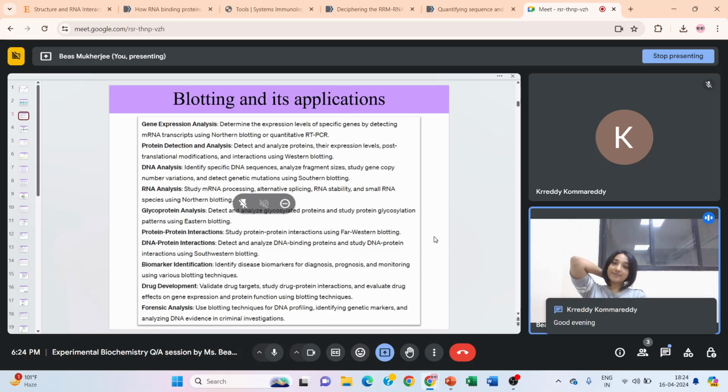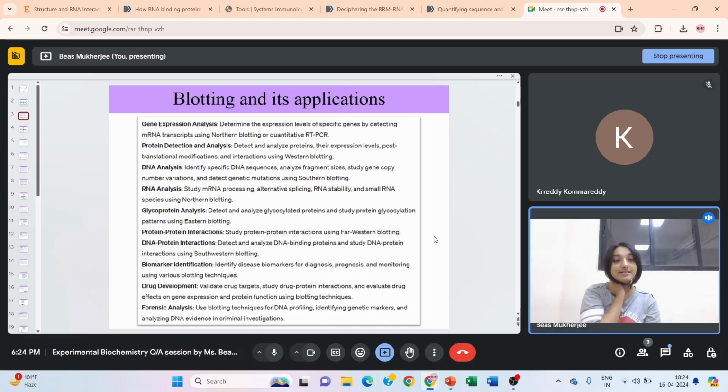Okay, so protein glycosylation patterns using Eastern blotting. In Eastern blotting, what we do is we study carbohydrates. We will learn about all of that soon. And then there is protein-protein interaction. So what happens in protein-protein interactions? Again, your far western blotting. And then DNA-protein interaction, this is studied using southwestern blotting, right? South is for DNA and west is for proteins.